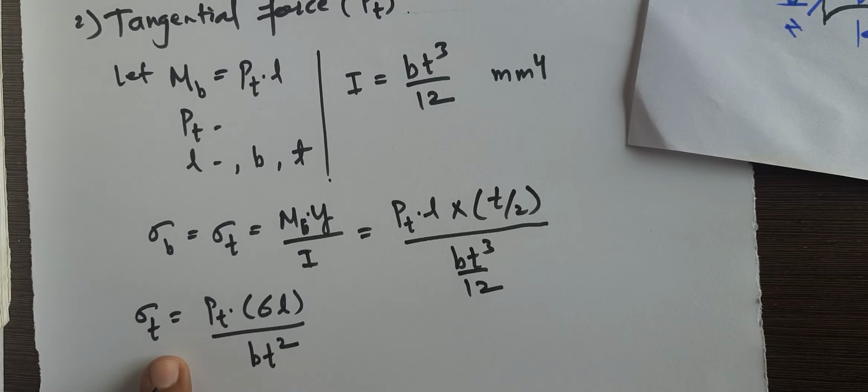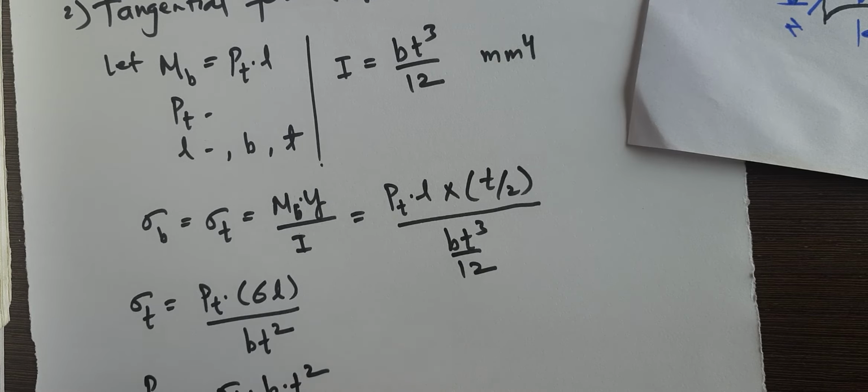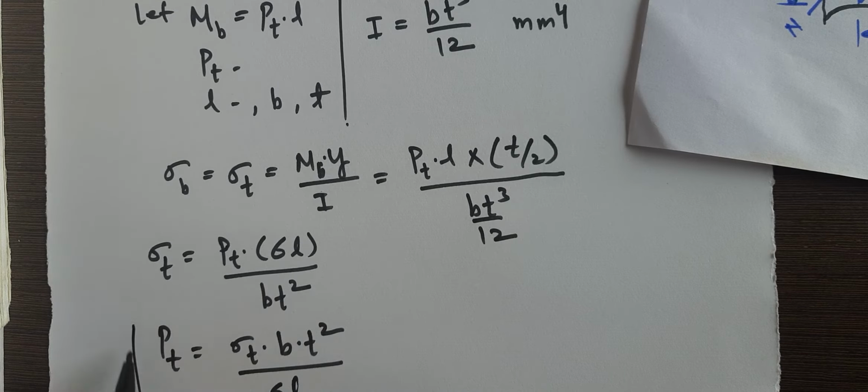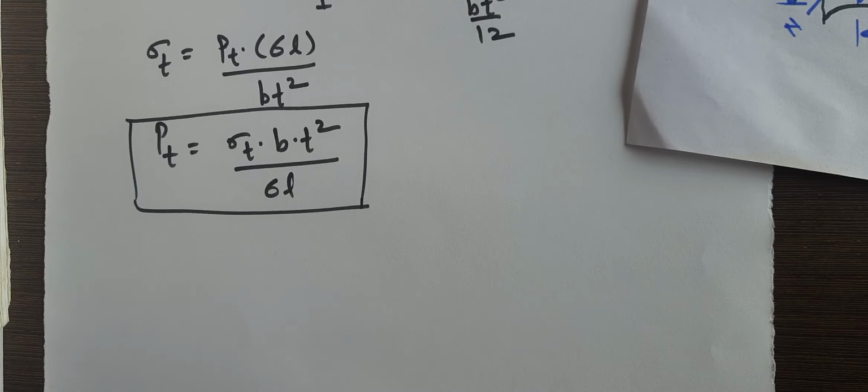Now if you write this equation in terms of Pt, we can write here Pt is equal to sigma t into b into t square divided by 6L. Okay, so this is the equation for the tangential force acting on the gear tooth.